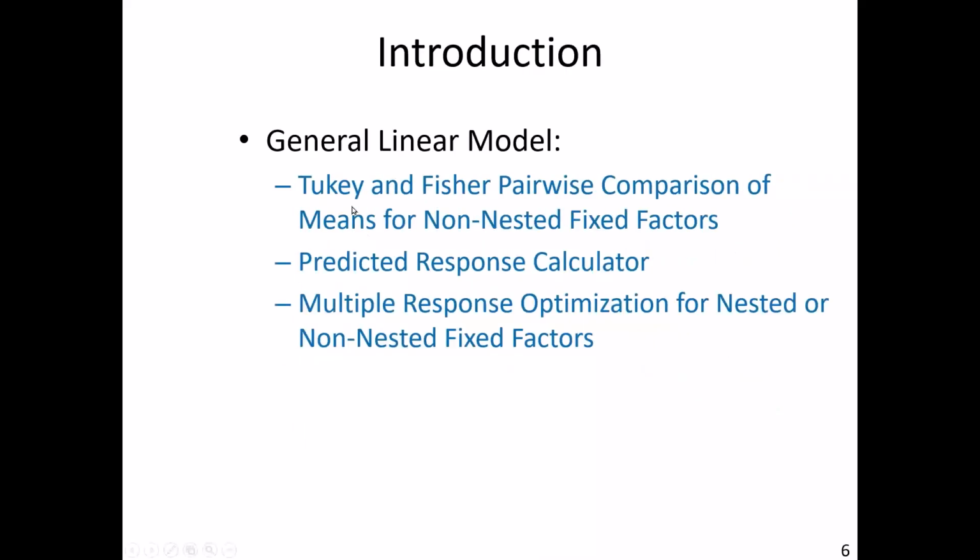Also, if we are doing pairwise comparison of means, we are interested in only fixed factors. All right. And we include the predicted response calculator, which is kind of nice. If you are doing sources of variation, you're typically not interested in running a predicted response or optimization. But when you do have all fixed factors, this becomes very useful because sometimes you have the nesting and you still would like to be able to do a response optimization or to compute a predicted response.